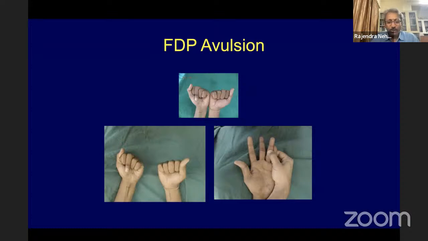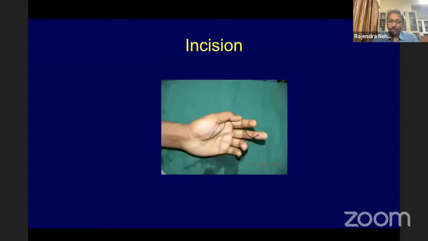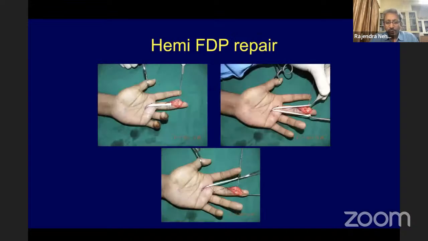Another patient with FDP avulsion, and we take an incision. I prefer a Brunner's zigzag incision. And then you retrieve the tendon, because it had gone into the palm directly.